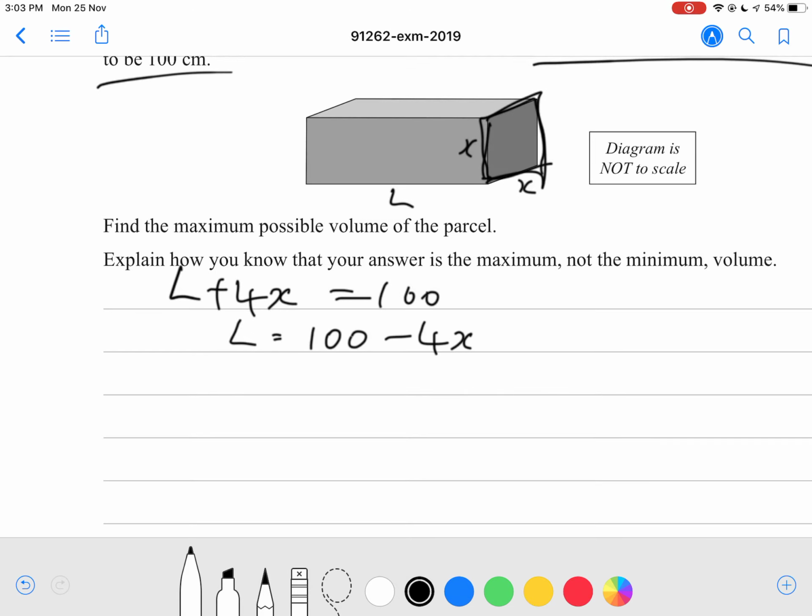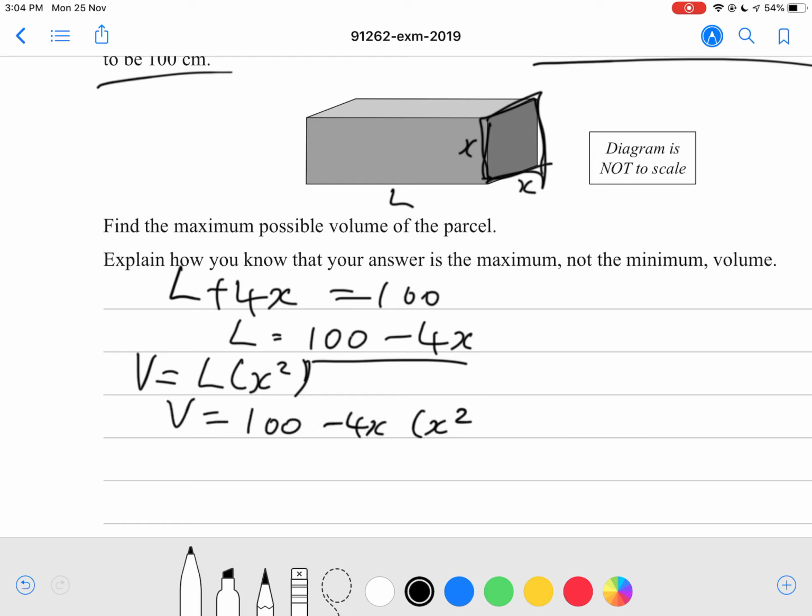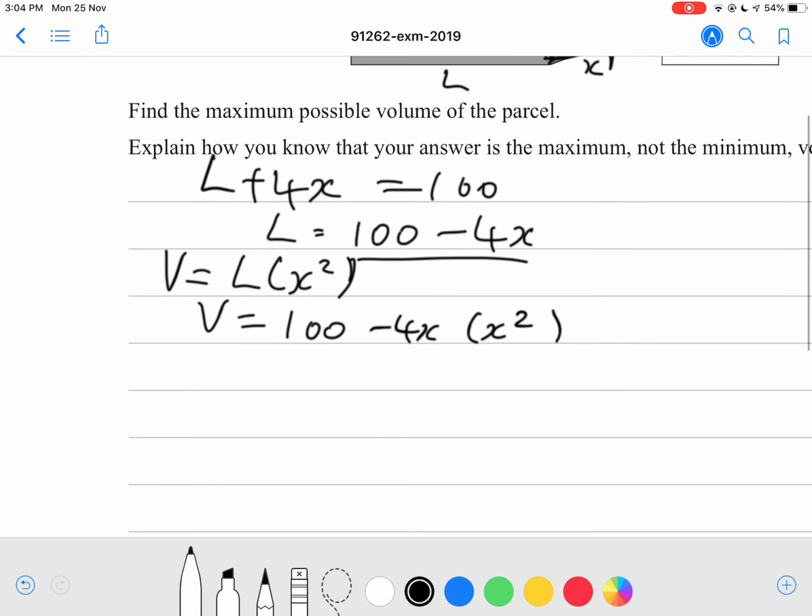Alright, for this question, we're going to find an equation for the volume of the parcel. So the volume is length times base times height. Base is x, length is L, and height is x. So therefore, our volume equals L times x squared. And because we have our equation for L in terms of x, we can substitute it back into our volume formula. So volume equals (100 minus 4x) times x squared. So this will become volume equals 100x squared minus 4x to the power 3.